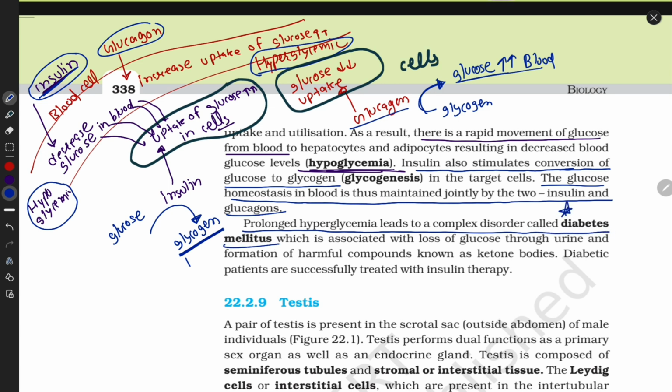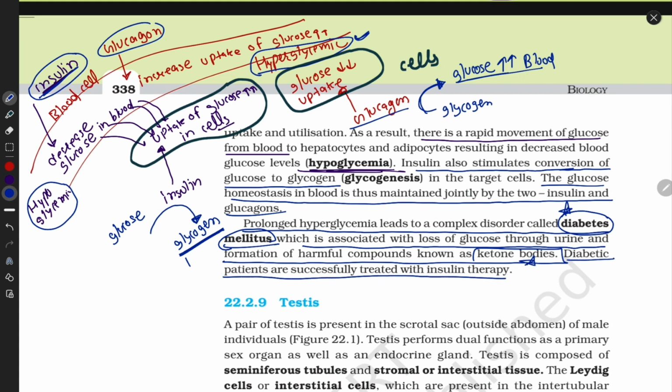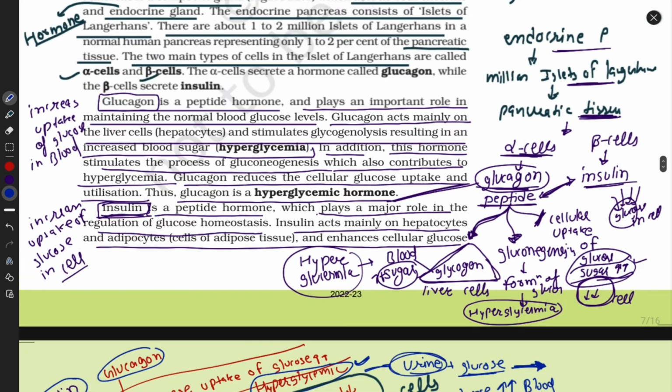It's diabetes mellitus. If this condition is maintained in our blood, that kind of person suffers from diabetes mellitus, which is associated with loss of glucose through urine and formation of harmful compounds known as ketone bodies. This is important. Diabetic patients are successfully treated with insulin therapy. What he wants to say is that excess hyperglycemic condition produces sweeter urine, because glucose mixes in urine and is removed through urination, and this condition is diabetes mellitus.